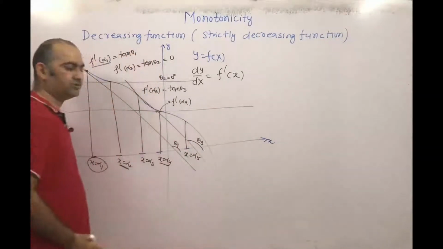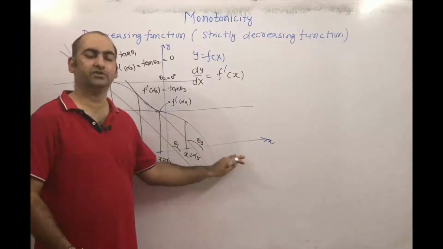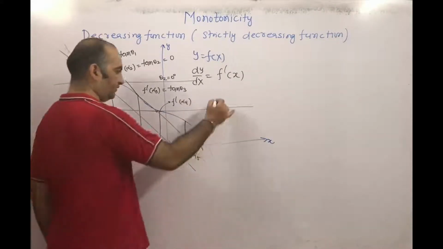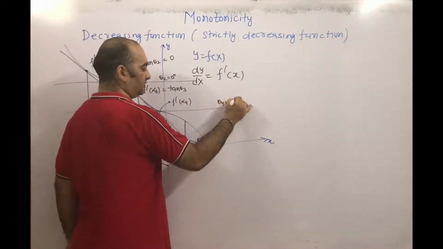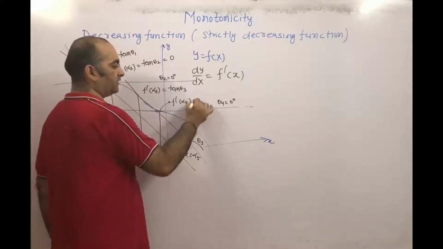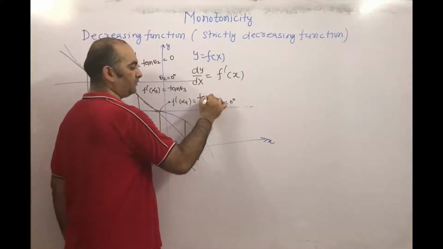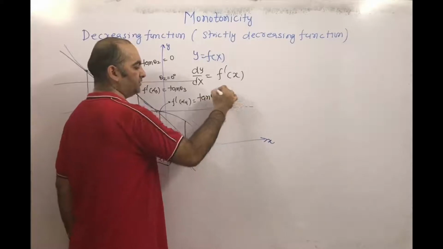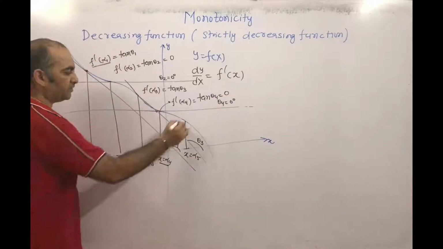This tangent is also parallel to the x-axis. So what angle will come? 0 degree. So here we can say theta 4 should be 0 degree. So f dash alpha 4 is tan of theta 4, so this will be 0. Similarly, at this point what will come? This one.